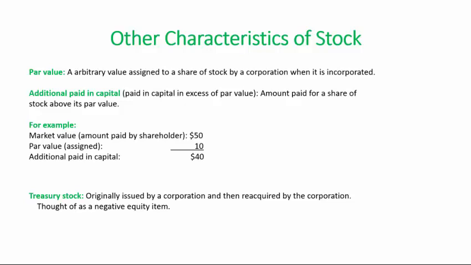Additional paid-in capital is when the market value of a share of stock exceeds the par value and is sold to a shareholder. The amount that is over and above the par value on that individual security is then put into a separate account called additional paid-in capital or capital paid in excess of par. Treasury stock, as I mentioned before, is the amount of stock that is repurchased and reacquired by the issuing corporation.